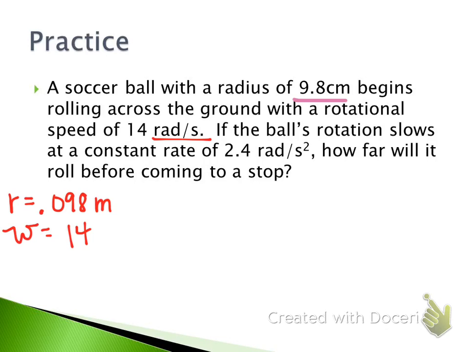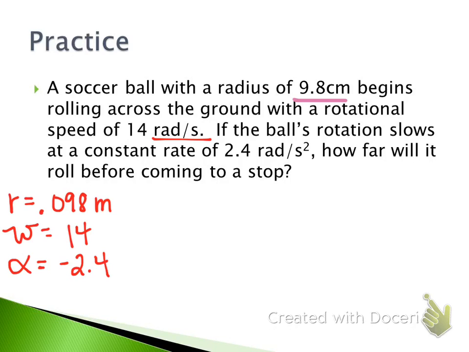Okay, if the ball's rotation slows at a constant rate of 2.4 radians per second squared, how far will it roll before coming to a stop? That means alpha is this. If our angular velocity was initially positive and we are slowing down, that means our acceleration needs to be negative 2.4 radians per second squared.